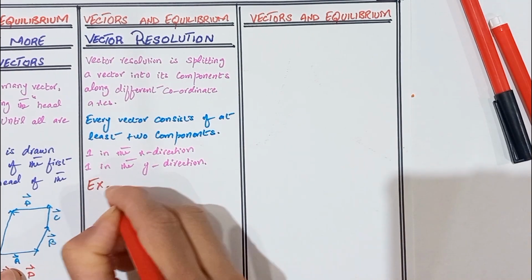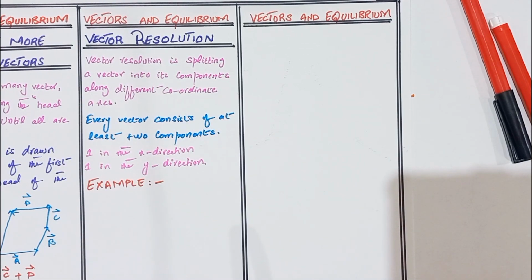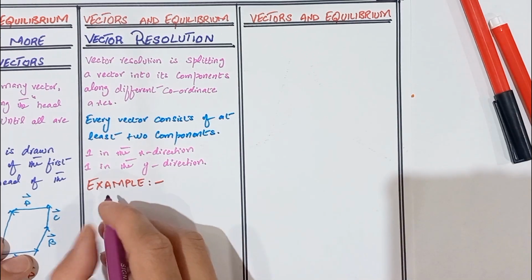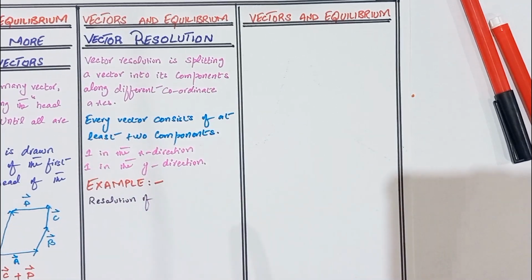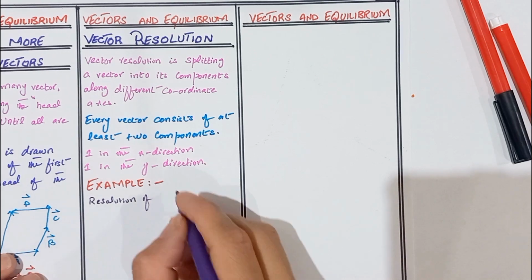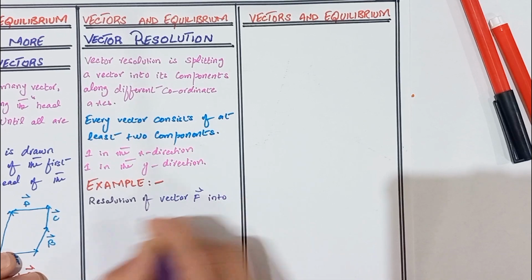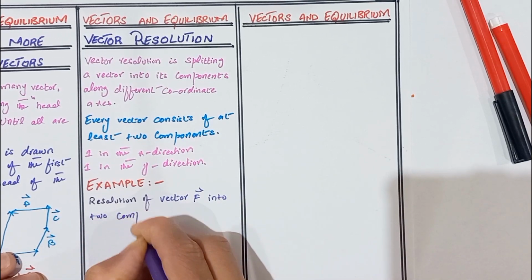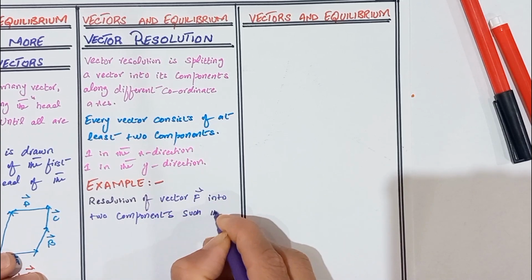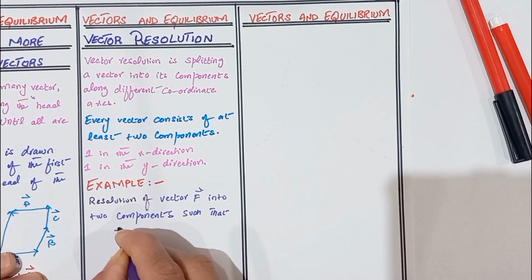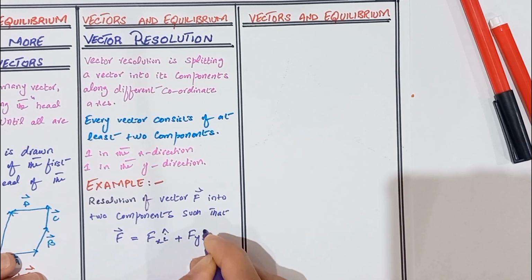Here we take the example, resolution of vector F into two components such that F vector is equal to Fx along x direction and Fy along y direction.